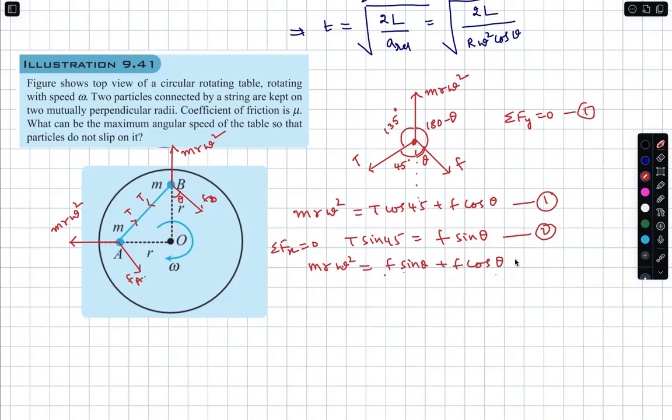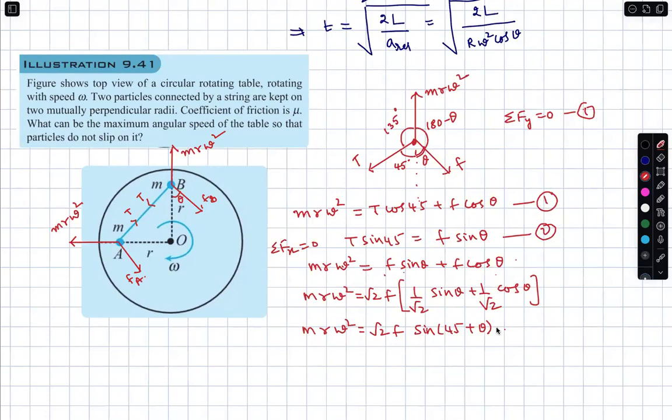Left hand side is okay. Even f is also okay. But what to do with the right hand side? For this purpose, if you allow me, I will write this as 1 by root 2 sin theta plus 1 by root 2 cos theta. Why, sir? This allows me to write this as root 2f sin 45 plus theta.